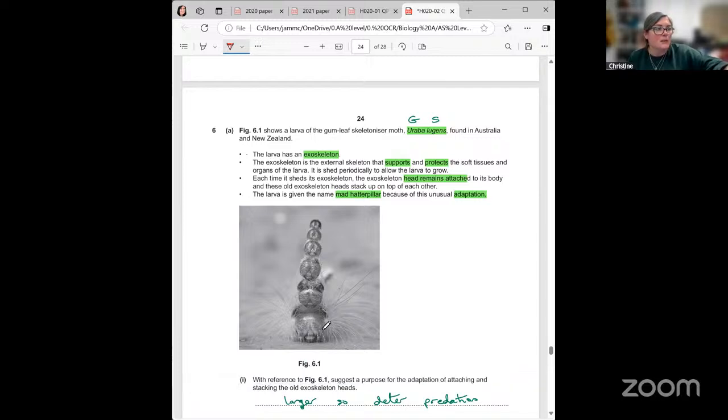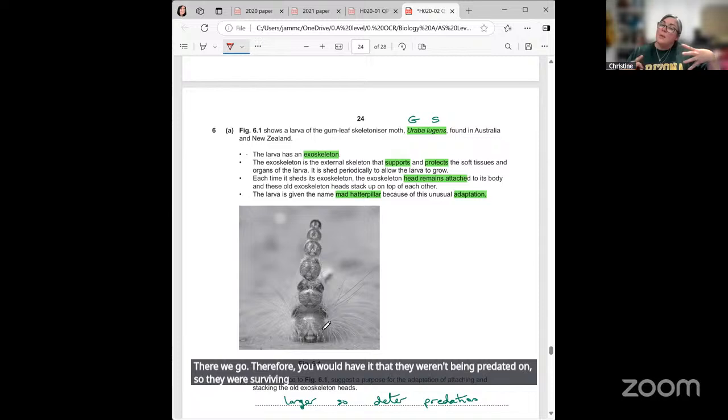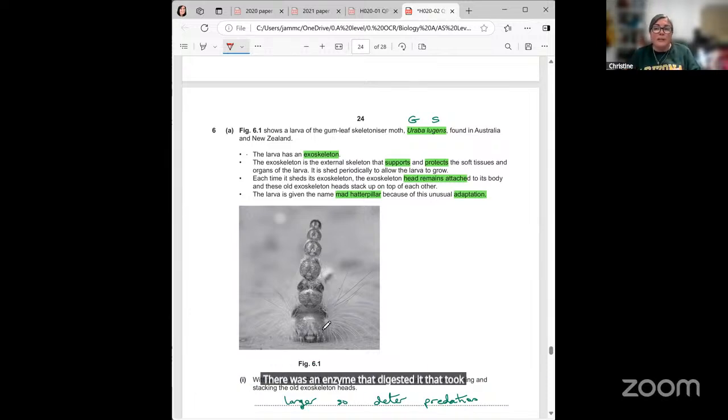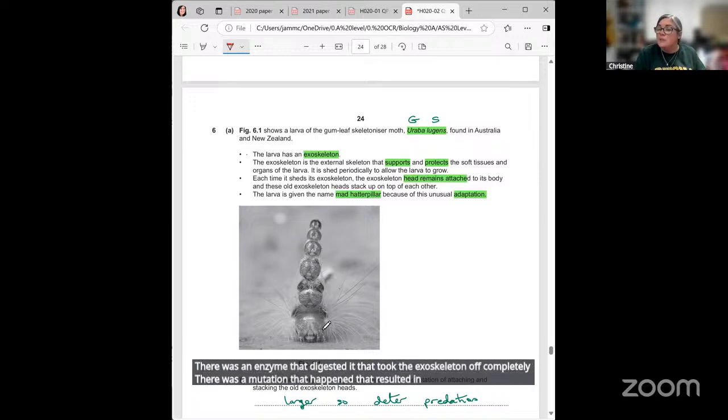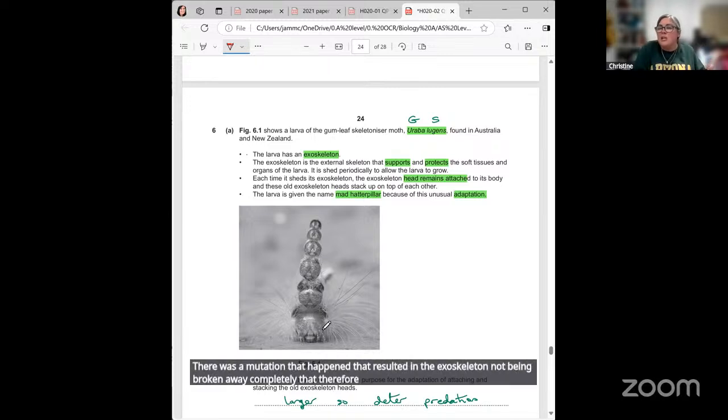oh, hold on one second. There we go. Therefore, you would have it that they weren't being predated on, so they were surviving because they were appearing more as a threat, whereas another one, which didn't have the proteins working properly. I'm trying to go down the route of where they may go with this. This is me just making it up on the spot, just to be clear. But they could go down that route of saying, well, there was an enzyme that digested it, that took the exoskeleton off completely. There was a mutation that happened that resulted in the exoskeleton not being broken away completely. That therefore resulted in advantageous selective pressure in the fact that it was now no longer predated on. Because it wasn't predated on, they survive.